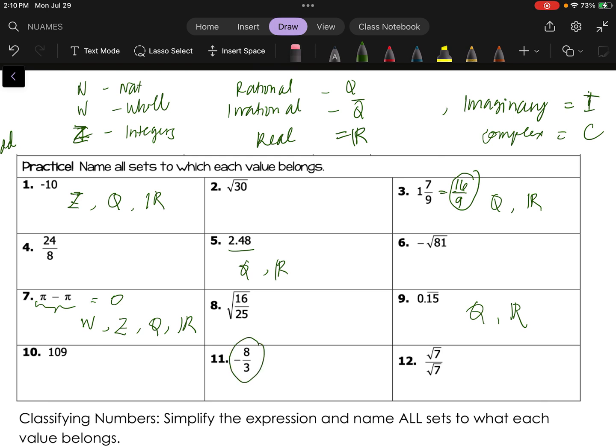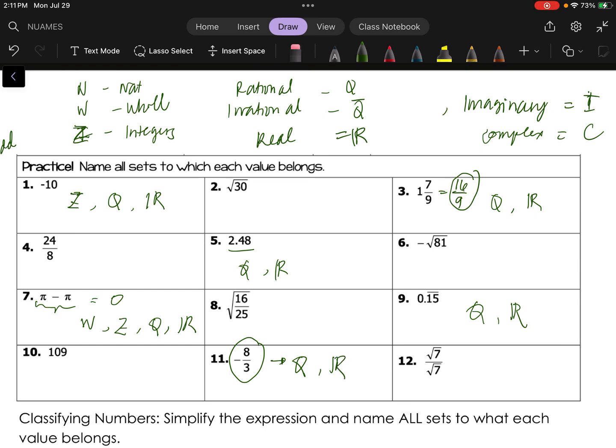-8/3 here gives you a ratio. So even if there is a negative over there, we know that it represents a ratio of 2 integers, right? Because negative could be given to like -8 or -3. Since that happens to be a ratio of 2 integers, then we say that this is rational. And since it's rational, it should also be under the set of real numbers.